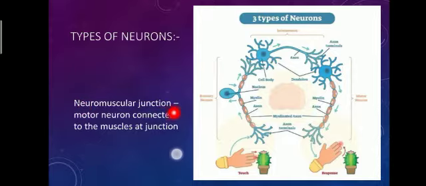One more junction is there, named neuromuscular junction. What is the meaning of neuromuscular junction? When muscles and neuron connect each other, that particular connection or junction is named as neuromuscular junction. Answer is there in the word itself. Neuro means neuron, muscular means muscle, so the connection between neuron and muscle is known as neuromuscular junction.